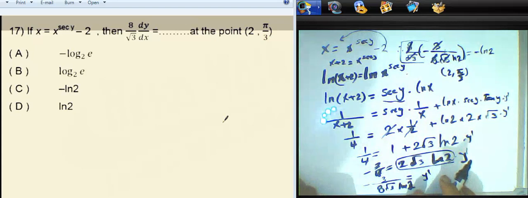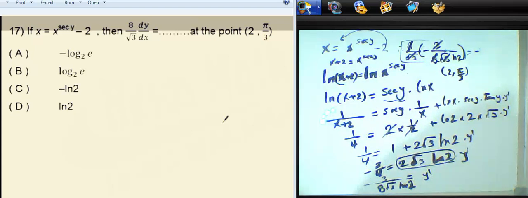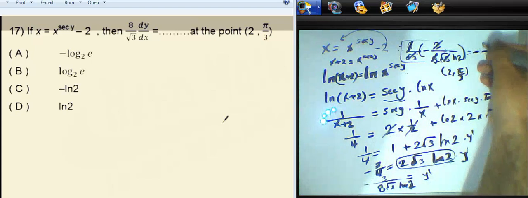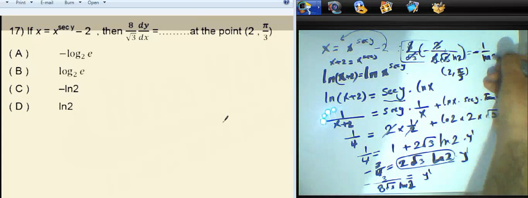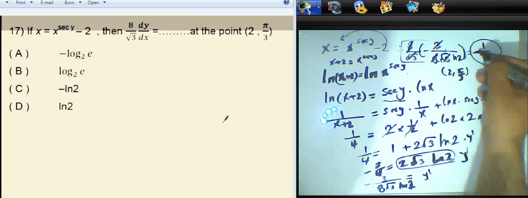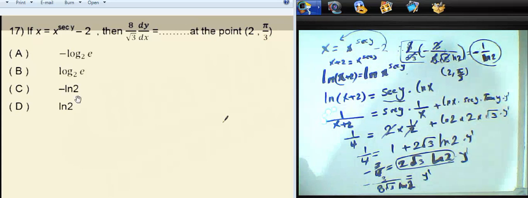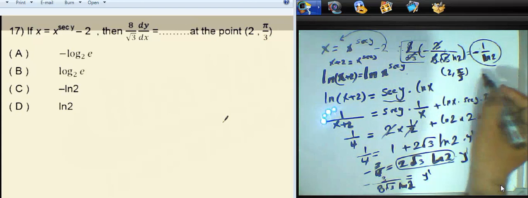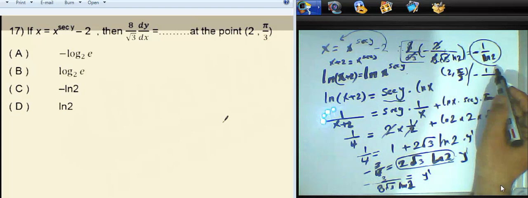Choose what? It will be negative 1 over ln 2. The result will be negative 1 over ln 2. In the choices here we have negative ln 2, but the result I get here is negative 1 over ln 2. We can use properties to find the result for negative ln 2. Write this number here, negative, and 1 over... we know ln 2, what does it mean?